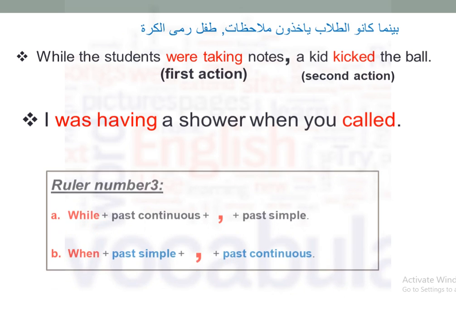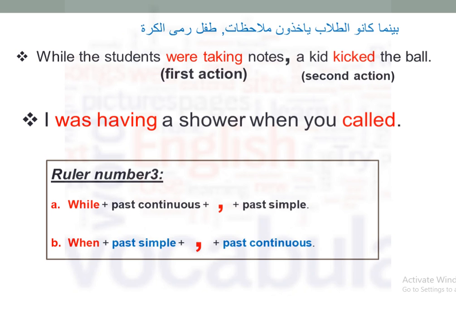So the rule is going to be: after while, we always use past continuous, then past simple. But when, no, it's different. After when, we should use past simple, then past continuous. As in, I was having a shower when you called. While the students were taking notes, a kid kicked the ball.